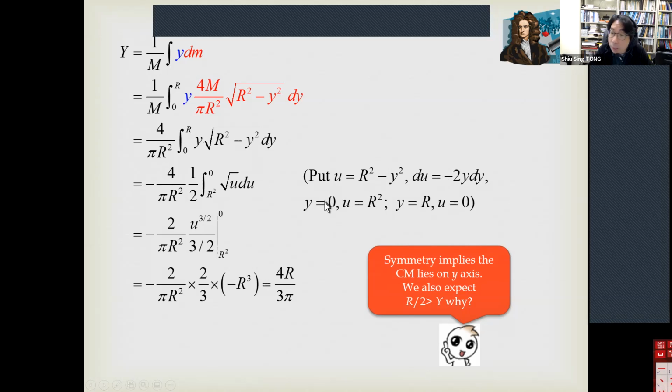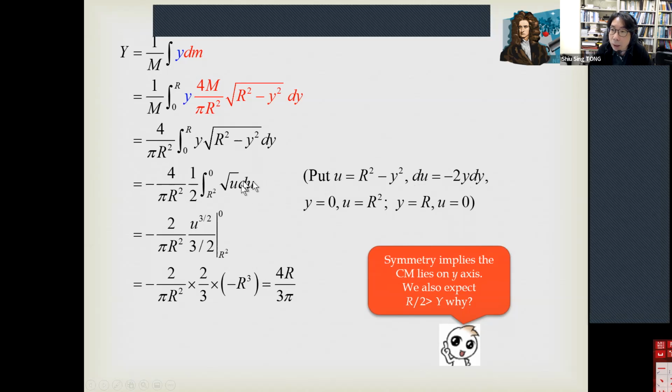Now, how about the limits? When y is 0, I get u equal to r squared. So the lower limit now becomes r squared. And when y is equal to r, u is r squared minus r squared, which is 0. So the upper limit will now become 0. So the square root here will become square root u. And from this formula, I can see that y dy now becomes minus 1/2 multiplied by du.